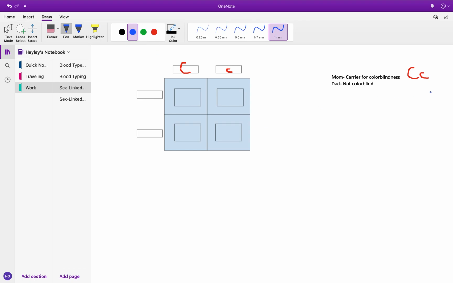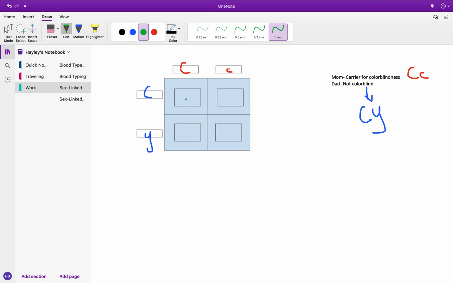And then we have this one. So how we're going to write the dads is we're going to do big C, Y. This Y is just going to be a placeholder because they're not getting that second color blindness gene. That is a sex-linked trait. So it's just a placeholder. So we're going to put that big C, and then we're going to put the Y.